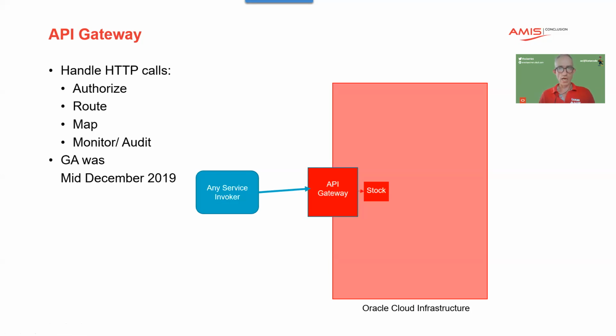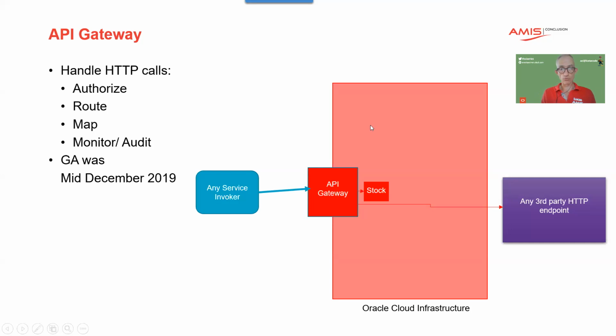So the API gateway has API deployments, and API deployments are definitions of endpoints, basically, of routes and endpoints. And one of the types of endpoints that's supported is the stock endpoint. And we will see this in a moment. Stock means predefined fixed response. So it's mainly there for testing purposes or for mock implementations of APIs, but it's very handy to get started with. Then the API gateway can route and map, authorize, and monitor to any third-party HTTP endpoint, either inside Oracle Cloud Infrastructure or outside of it.